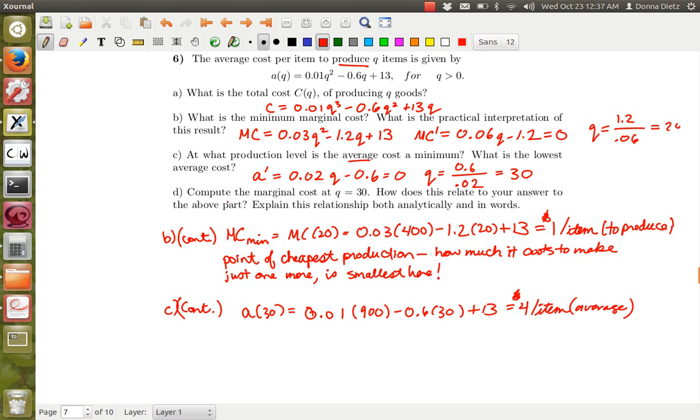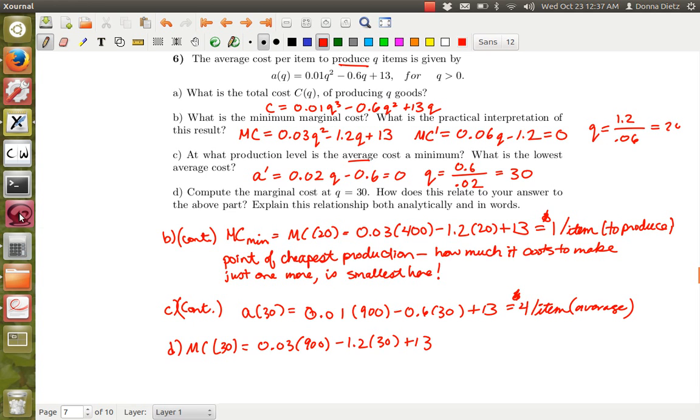Compute the marginal cost at Q equals 30. Well, we just did the marginal cost at 20, but we're just going to do the marginal cost at 30. And it says, how does this answer relate to the part above? You're expecting to see some kind of evidence of two parabolas crossing here. So let's just see if this works. Marginal cost is going to look exactly like this line up here, except we're going to put in 30 instead of 20.